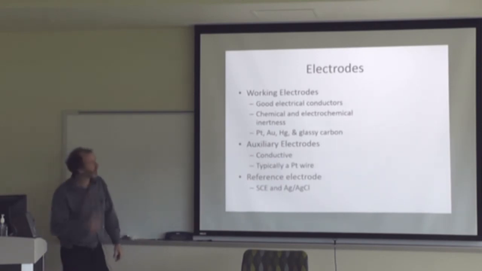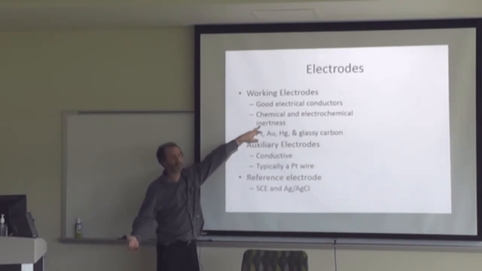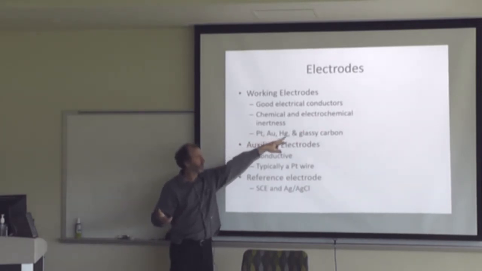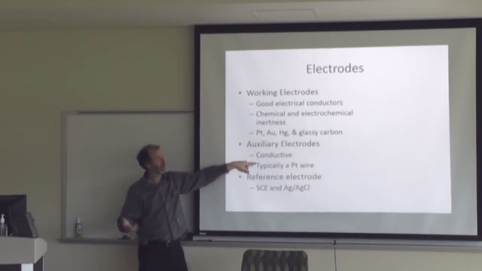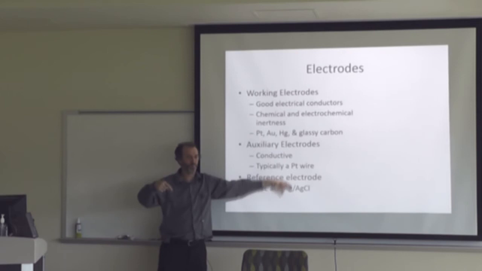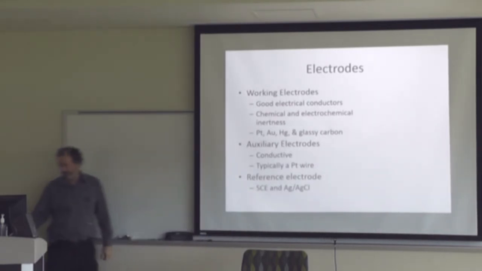So, working electrodes should be good electroconductors. They should be inert. You don't want them to react in these redox reactions. So typically they're platinum, gold, mercury, or some kind of glassy carbon. Auxiliary electrodes need to be conductive, and they're typically just a platinum wire. Reference electrodes are going to be your silver chloride or your saturated calomel electrode.